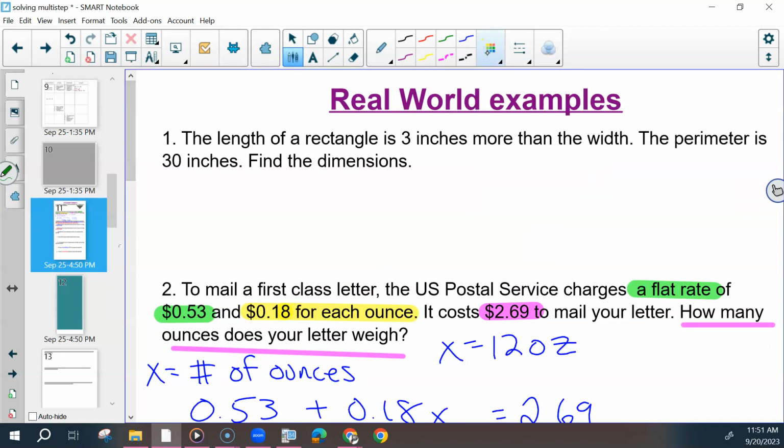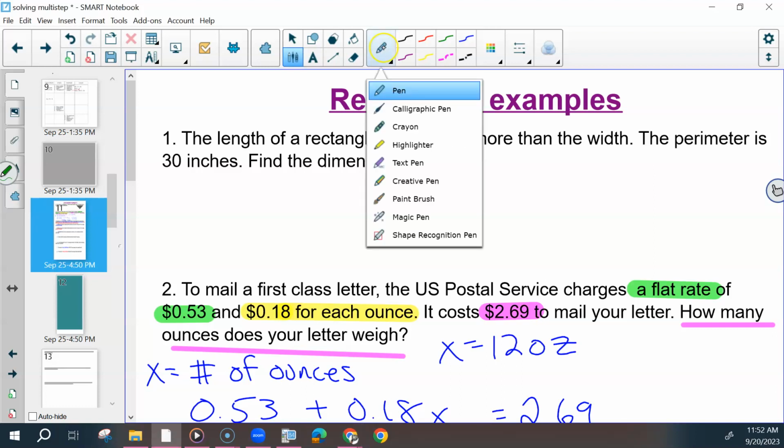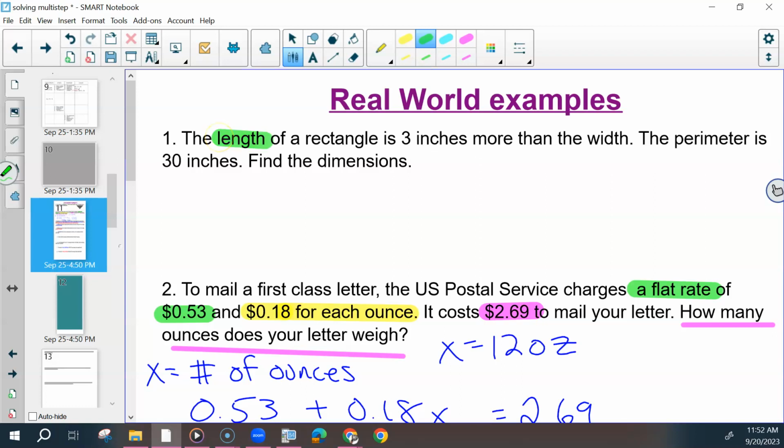Alright, so I'm going to go ahead and read that. The length of a rectangle is 3 inches more than the width. The perimeter is 30 inches. Find the dimensions. What is important there? The length. What about the length? It's 3 inches more than the width. So that's important. And then the perimeter is 30 inches. And we're trying to find the dimensions, meaning we're finding both the length and the width, not just one piece. Right? So you do need a little bit of background information.